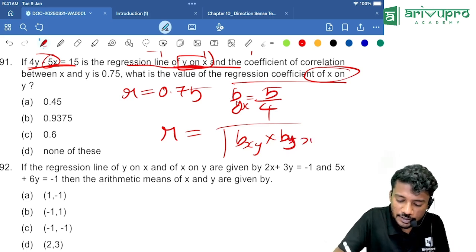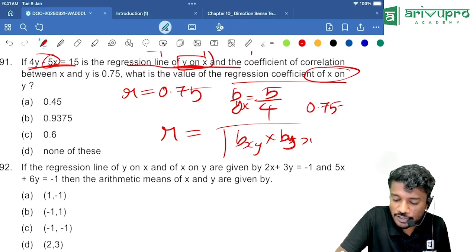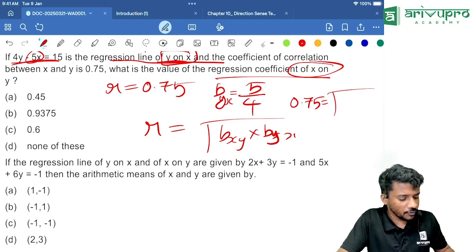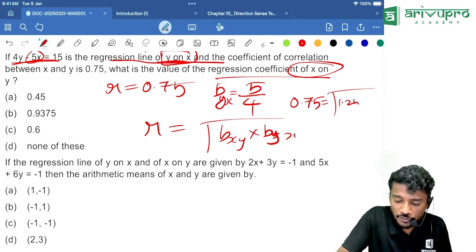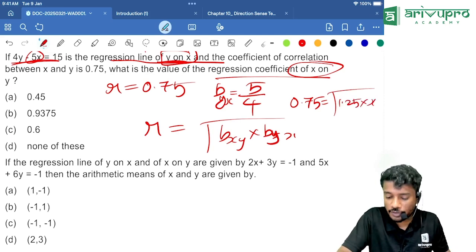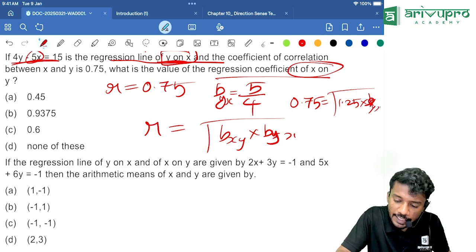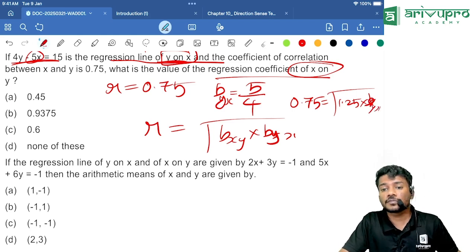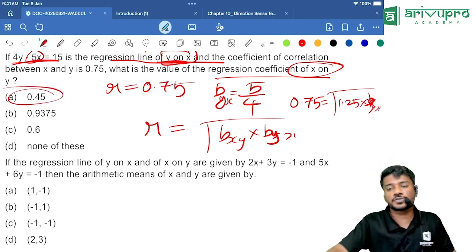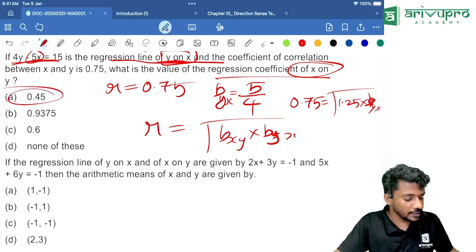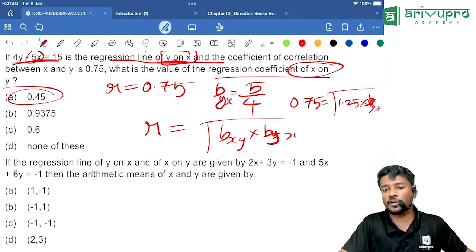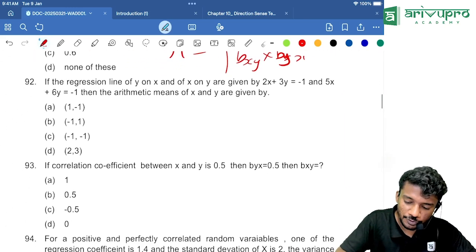So R is how much? 0.75, which is equal to root of, 5 by 4 is how much? 5 divided by 4 is 1.25, into bxy. Can you solve it? Yes. How much is the answer? 0.45. Option A is the answer. Square both sides, that means 0.75 squared divided by 1.25. The answer is 0.45. Got the answer? Yes. Can you do the next one?